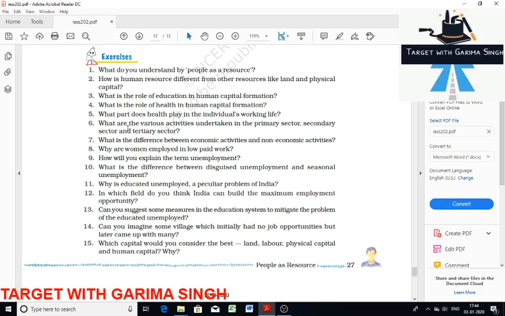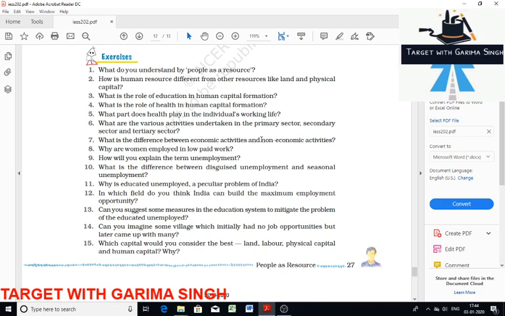Next is, what is the difference between economic activity and non-economic activities? Activities that add value to the national income are called economic activities. These are two parts: market activity, that is production for pay or profit, and non-market activity, production for self-consumption. That is a part of economic activity. The non-economic activities are the ones that do not add to the national income. For example, an individual performing domestic chores. So that is non-economic activities.